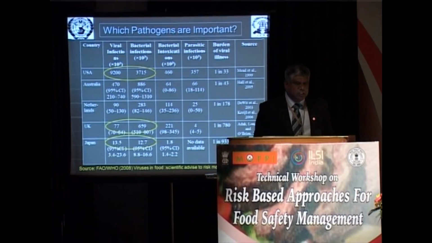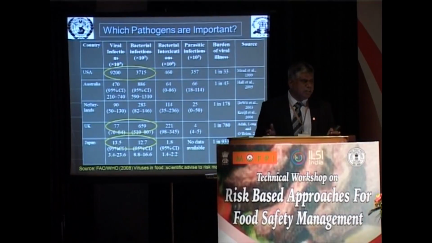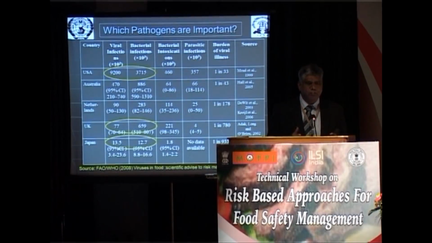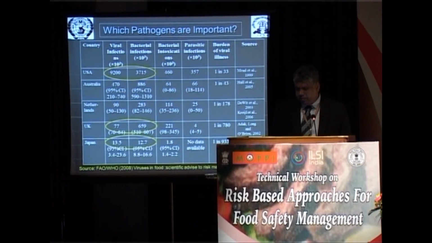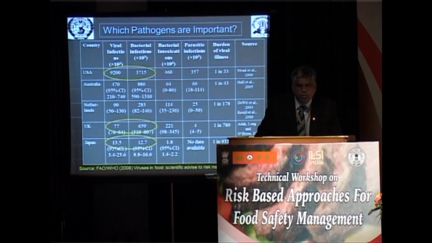Among all these lists, we should know which pathogen is important for us as consumers, and it varies from country to country. Even within a country, it will vary from region to region. In USA, I have told you that viral pathogens are by far the largest group of pathogens causing infections.